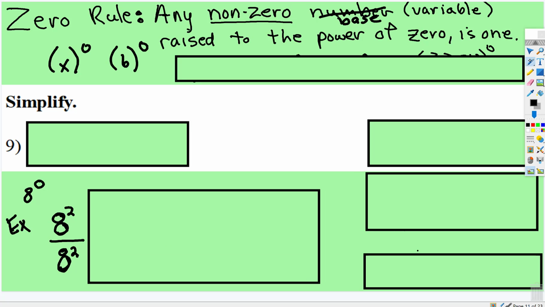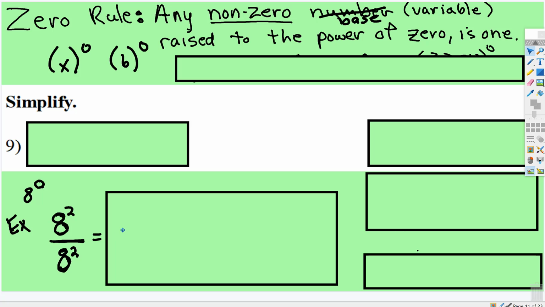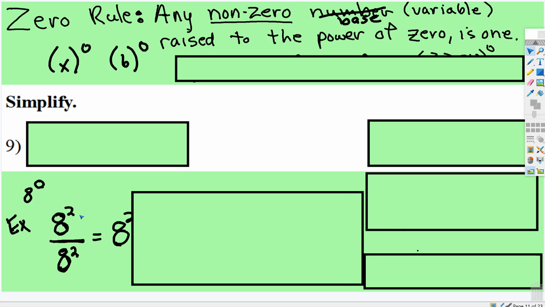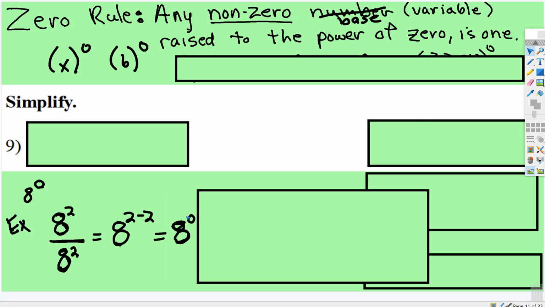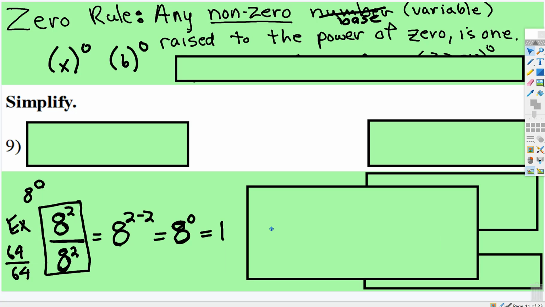So if you have 8 to the 0, how we come up with that is 8 squared divided by 8 squared. You use the properties of exponents that say you rewrite it as 8, the numerator exponent subtract the denominator exponent, 2 subtract 2 is 0. But look at it intuitively. 8 squared is 64, divided by 64. 64 divided by 64 is 1.